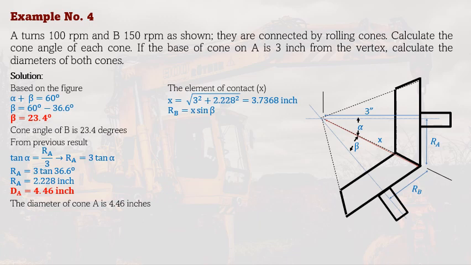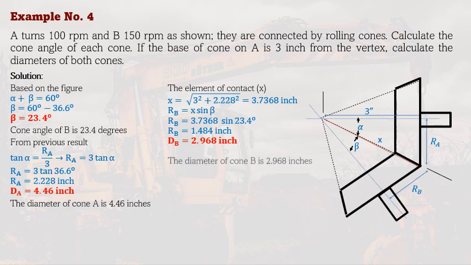Since we already have beta and x, then we can get the radius of cone B. So the radius of cone B is 1.484 inch. And for the diameter of cone B, that would be twice of that, that is 2.968 inch. So the diameter of cone B is 2.968 inch.